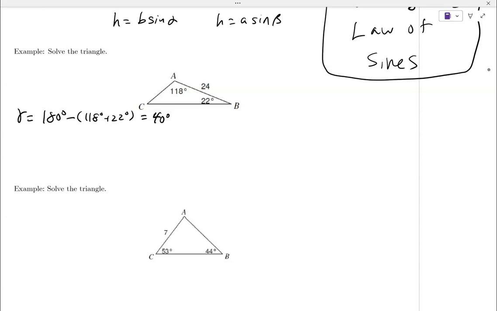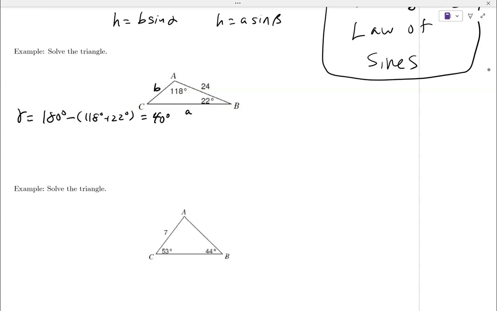Okay. All right, so figured out gamma. That was here. This side would be little a. This side over here would be little b. Why did I need to know what gamma was? Well, that's the angle across from 24, isn't it?